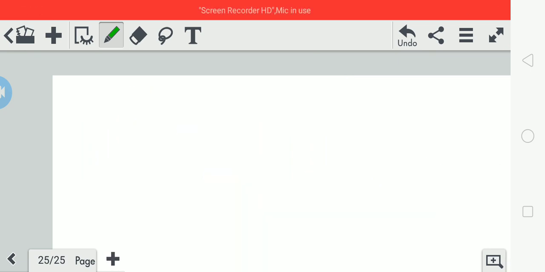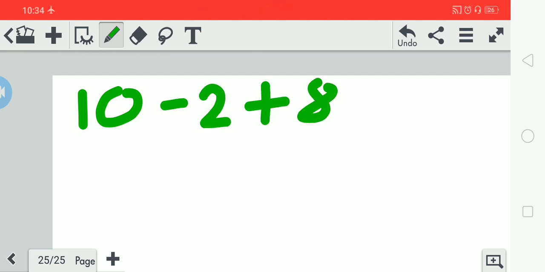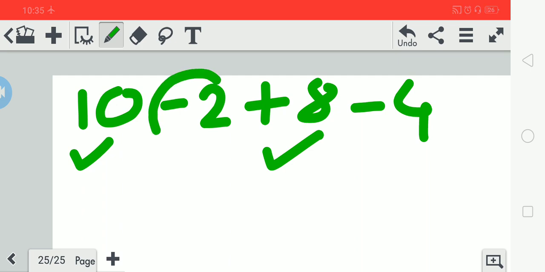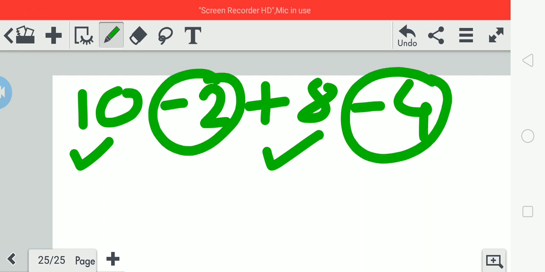Now let's see question number 4. Before solving this question, we'll take one sample example: 10 minus 2 plus 8 minus 4. In this example you can see that 10 is positive, 8 is also positive, right? 2 is negative, 4 is negative, right?